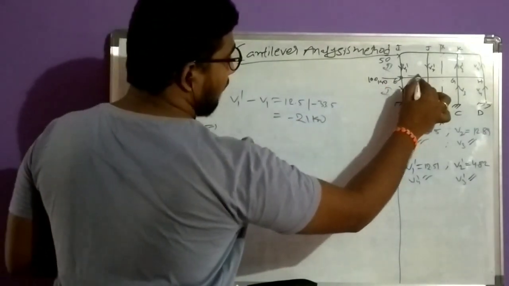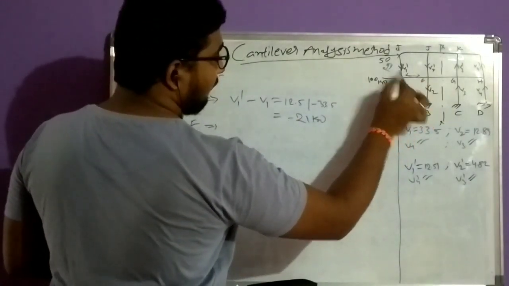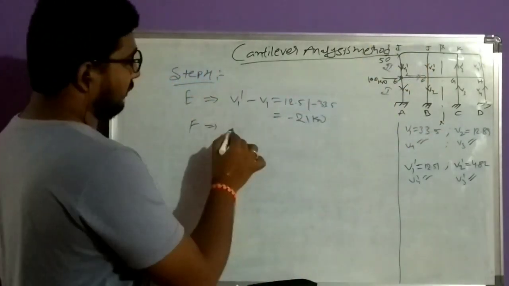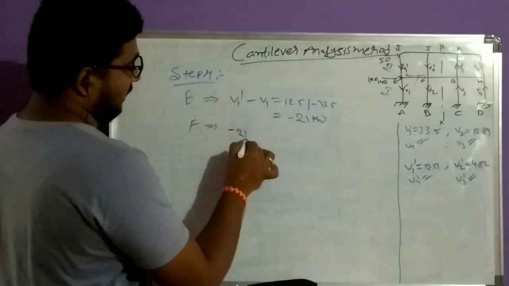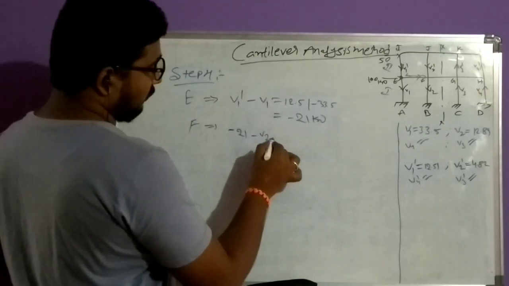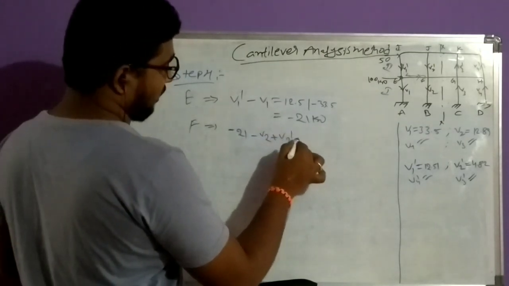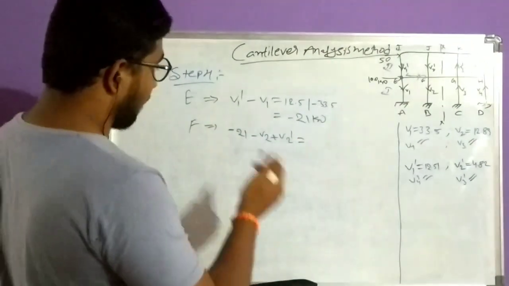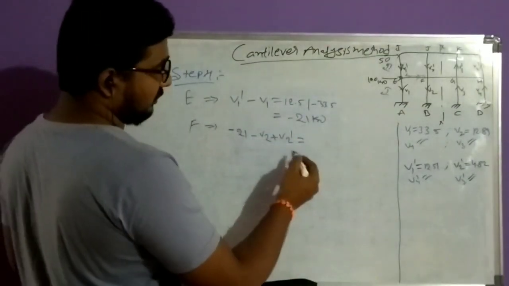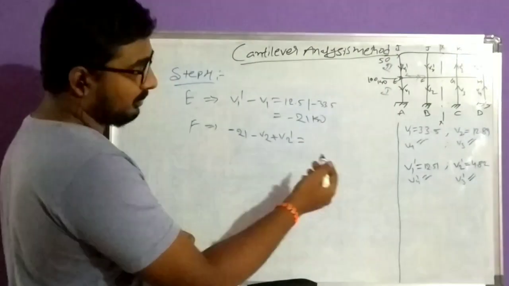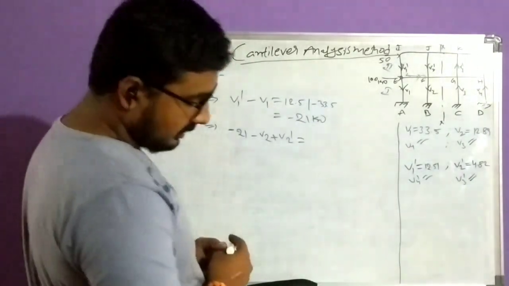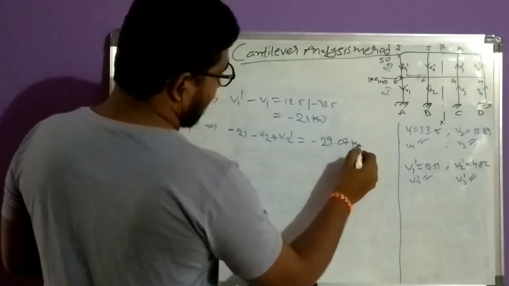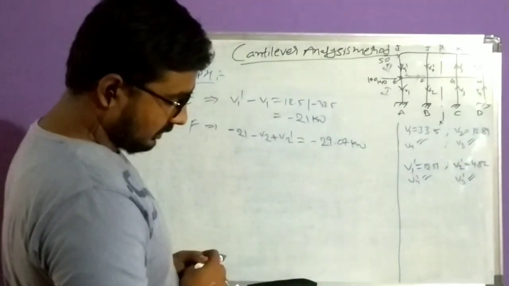In the same way, I am calculating at F. The shear at the end of the beam EF is carried to the joint F. So minus 21 minus V2 plus V2 dash. Why? Because V2 is going away from the junction, V2 dash is coming toward the junction F. After calculating this value, we will get minus 29.07 kilonewtons.